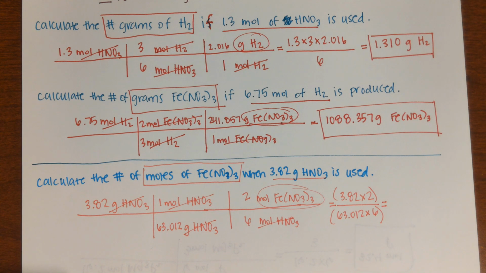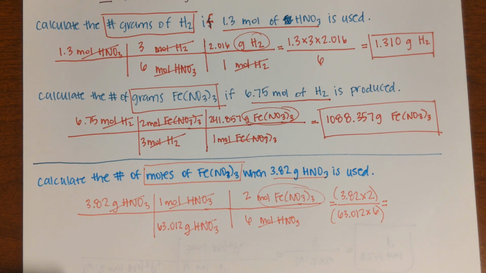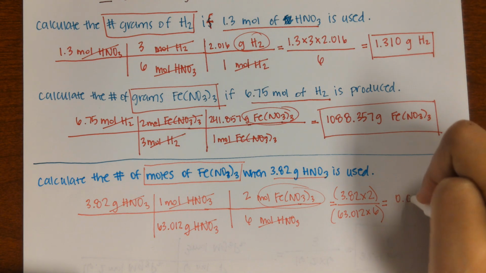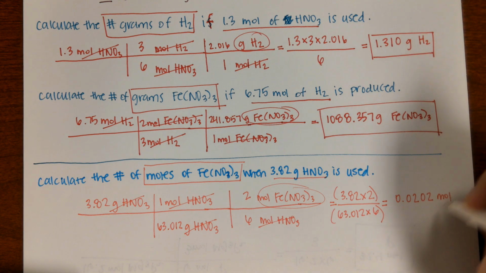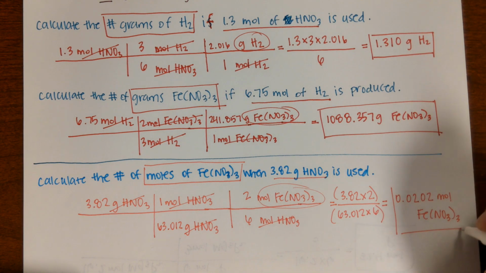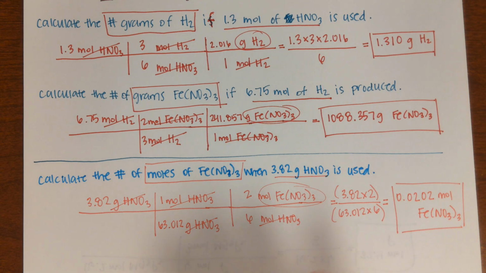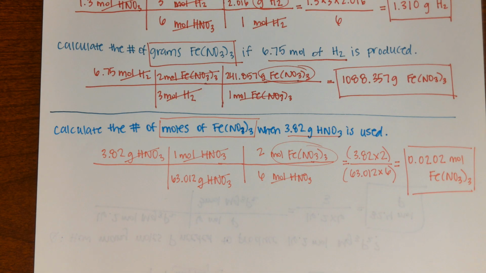So when I calculate that, you should get a pretty small number because you're dividing by a bigger number, which is 0.0202, and then it is moles of iron 3 nitrate. And that's it. Same process, just the other way around. I'll give you another problem to try by yourself.